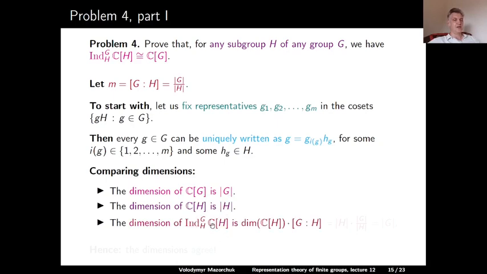The dimension of the induced module is equal to the dimension of the module we start with times the index of the subgroup. This is equal to the cardinality of H times the cardinality of G divided by the cardinality of H, which gives us the cardinality of G. So the dimensions on both sides of our formula do agree.